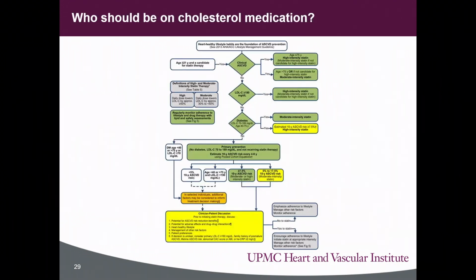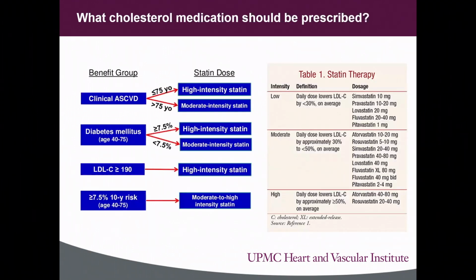So who should be on cholesterol medication? We want to go through this and break down and say, how can we make this more simple? So I'll show you the next slide here. This is really an algorithm we can think about as to how you decide if someone should be on statin medications, and thinking that there's generally a low threshold to get these people on medication. So if patients have clinical ASCVD or atherosclerotic cardiovascular disease, they should be on a statin. If they're under 75, it should be a high-intensity statin.